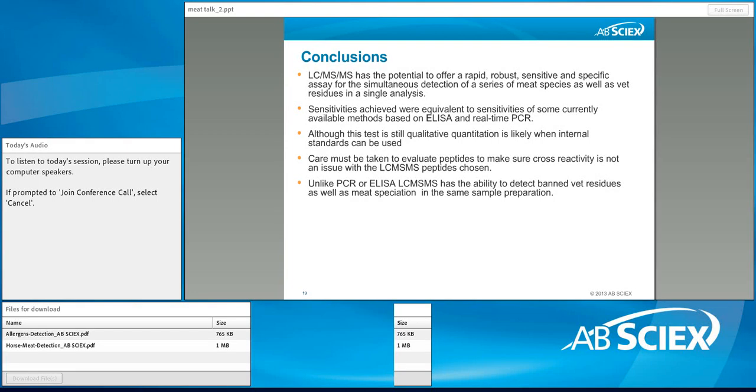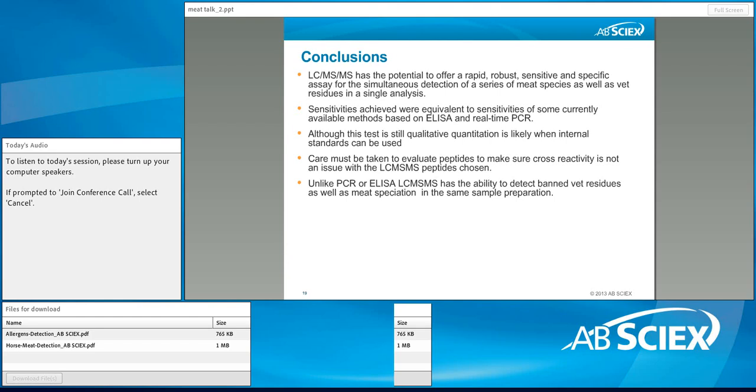At the moment, the test is still qualitative. We haven't really looked at the quantitative side of this. I'll cover quantitation more in the allergen talk following this. But as I was showing, you can get down to the limits. One thing, just a note of caution when developing these assays: you have to be careful to choose specific and unique peptides for the species. This is just a point of care for anyone who's thinking about looking into the area.